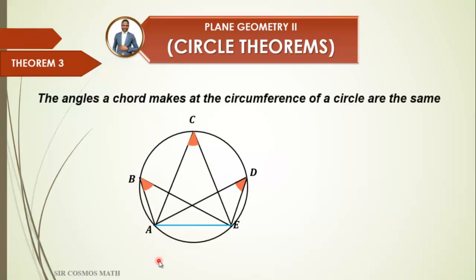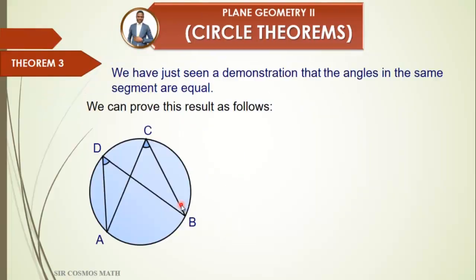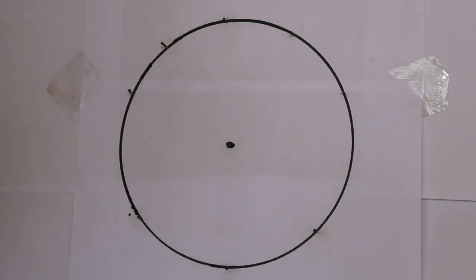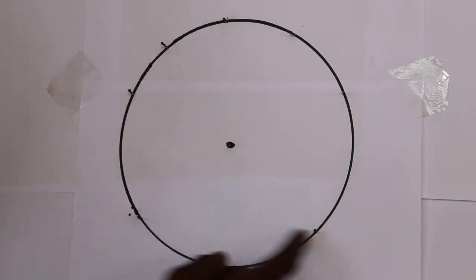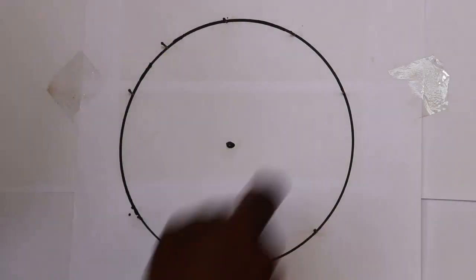According to the theorem, it says the angles a chord makes at the circumference of a circle are the same. He didn't mention the angle. He says the angles, which means more than one. So if you have one chord making thousands of angles at the circumference, they are the same. The theorem says that the angles a chord makes, I say a chord, which means one chord, at the circumference of a circle are the same.